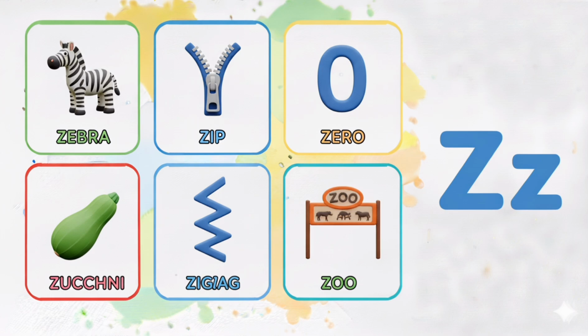Z for zip. Z for zero. Z for zucchini. Z for zigzag. Z for zoo.